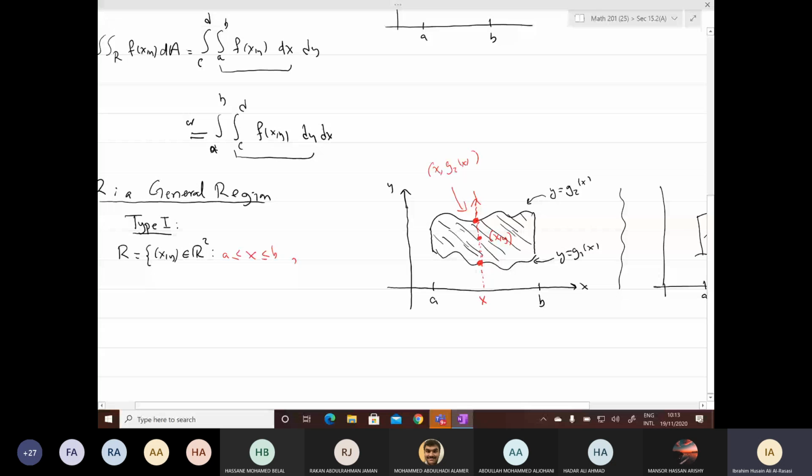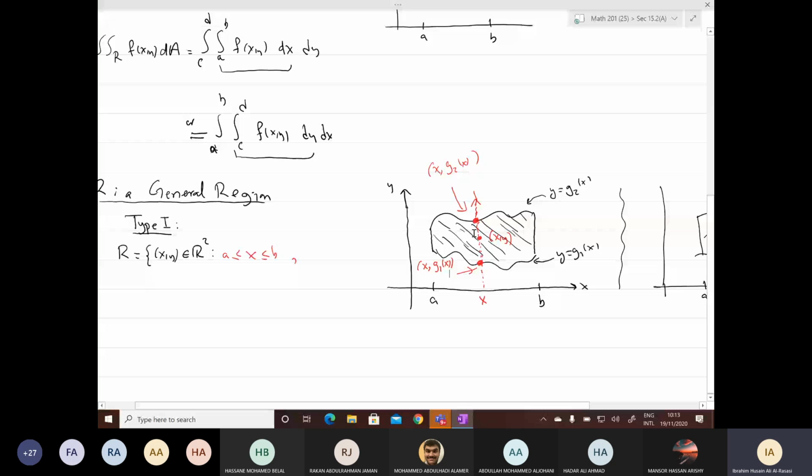The same thing for the lower point here on this line. What are the coordinates of this point? The x coordinate is x. For the y coordinate you have to substitute in g1, so it is a point in the lower curve. It will be g1(x). So now on this line, specifically the points in the region here, x is fixed. For any x, it's fixed.